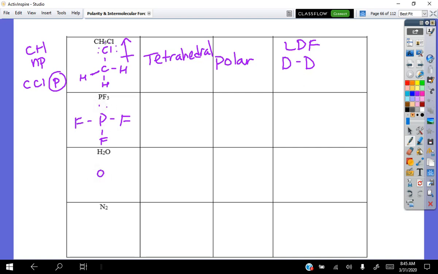I'm going to draw each of these. Now, water, be careful with water because water's shape, people tend to draw in a straight line, but it's really bent. If you draw it bent, like I have drawn it here, that will help you figure out its polarity a little bit easier. I see a lone pair on my central atom, so I know that that's going to be polar. And this is a trigonal pyramidal shape.